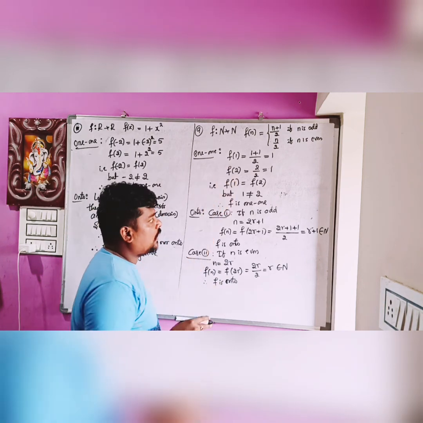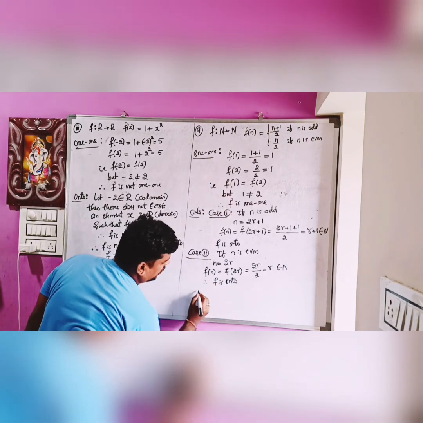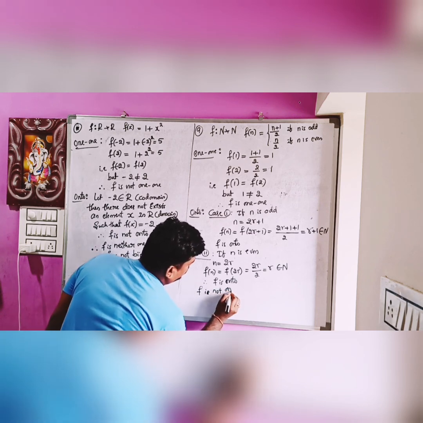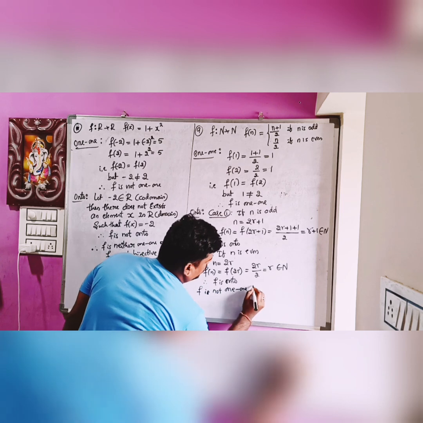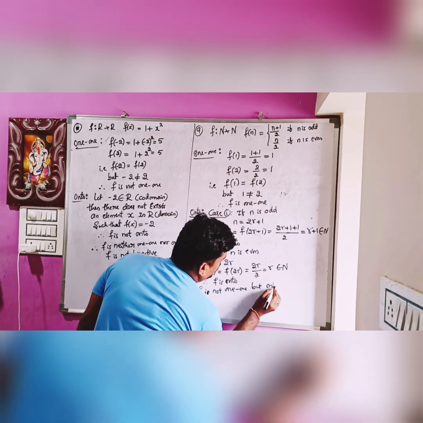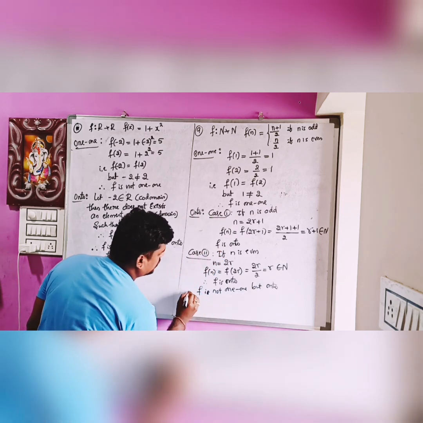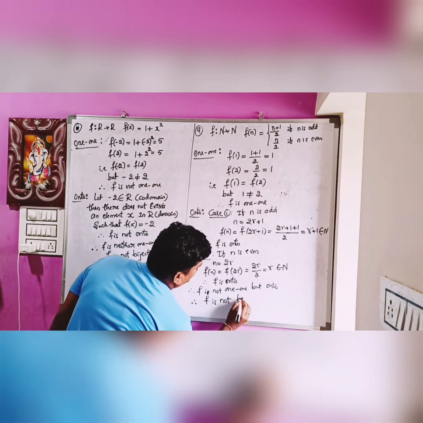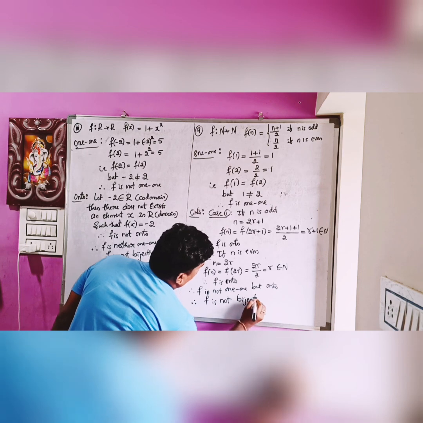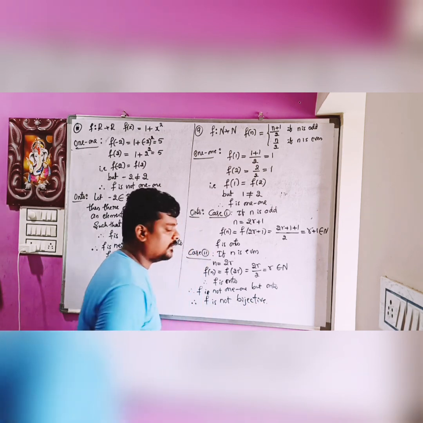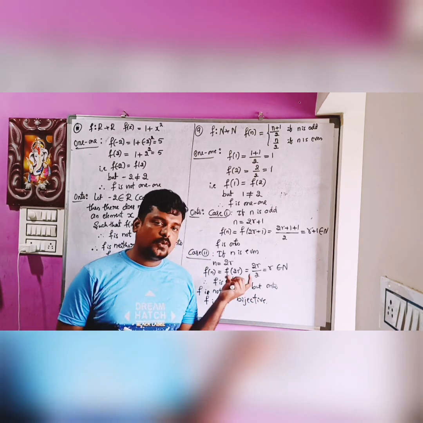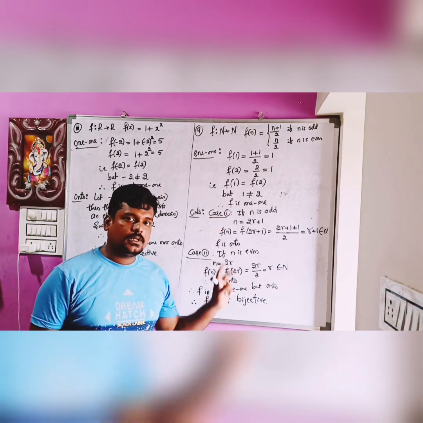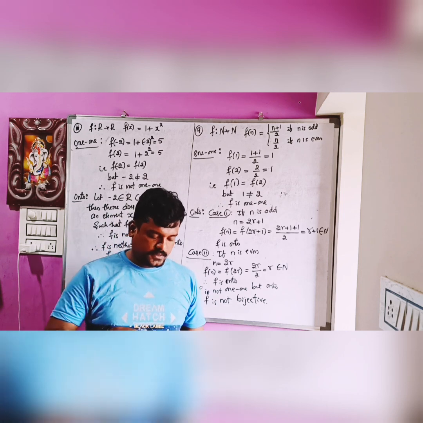But f is not 1-1. Since f is not 1-1 but onto, it is enough for saying that f is not bijective. She is asking about bijective. For bijective, it has to be both 1-1 and onto, not only onto. Since this f is onto but not 1-1, it is not bijective.